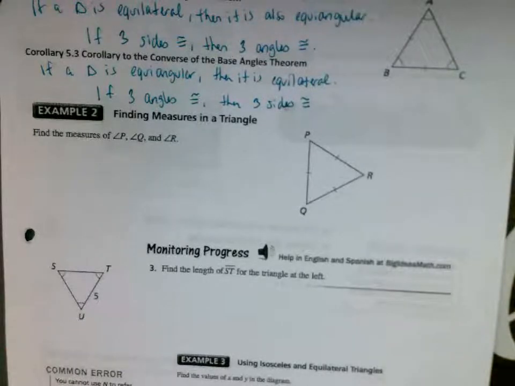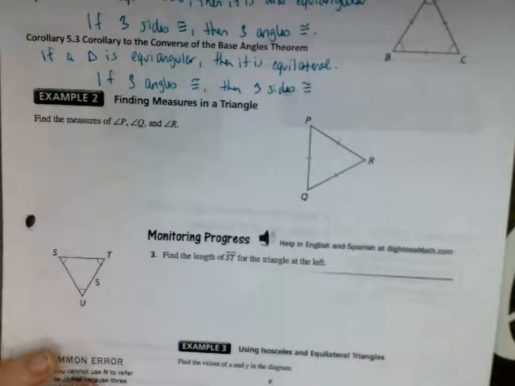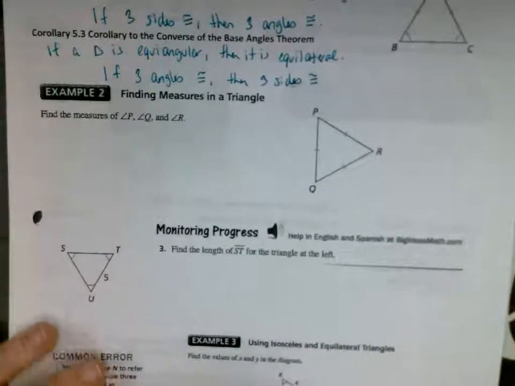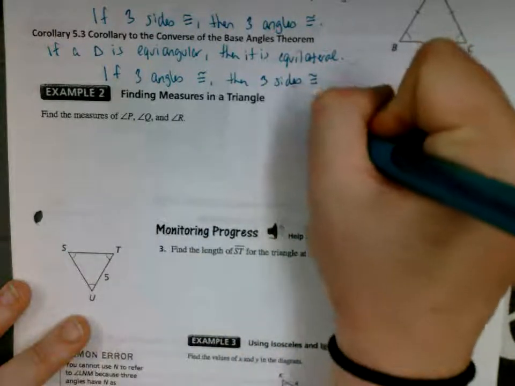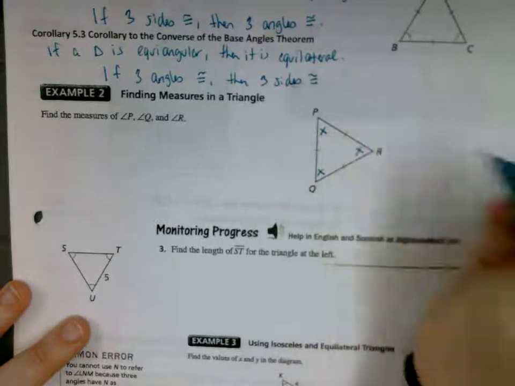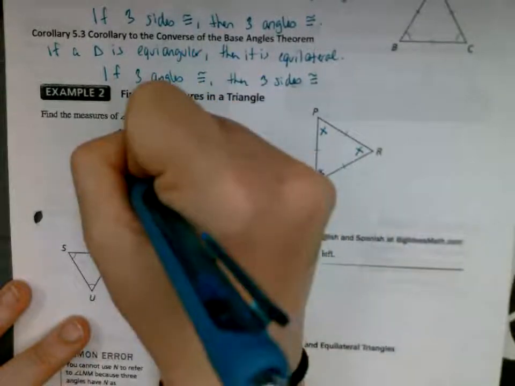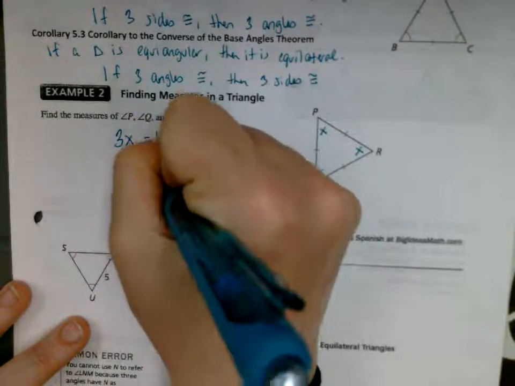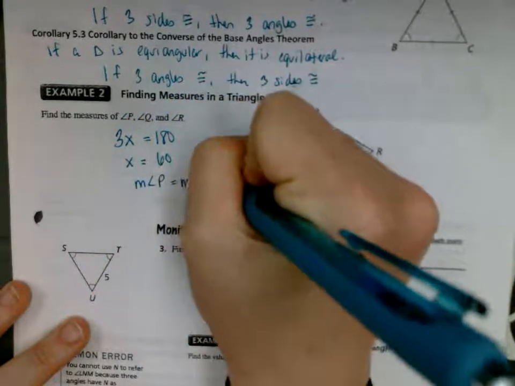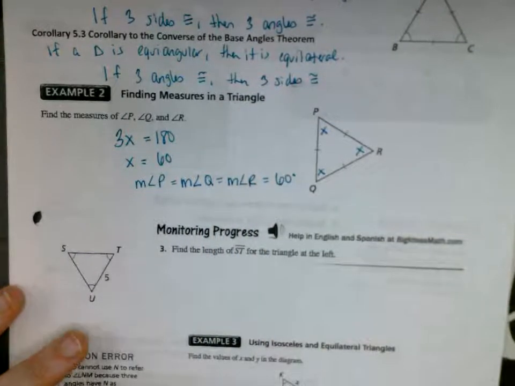So in example 2, we have finding the measures in a triangle. It says find the measures of angles P, Q, and R. We've actually already talked about this, and I kind of gave you the answer before you really needed it. I know that all of these angles are the same. So if I call all of them X, since I know that they're the same, I have 3X is equal to 180, which means that X is equal to 60 when you divide by 3. So the measure of angle P is equal to the measure of angle Q, which is equal to the measure of angle R, which are all 60 degrees.